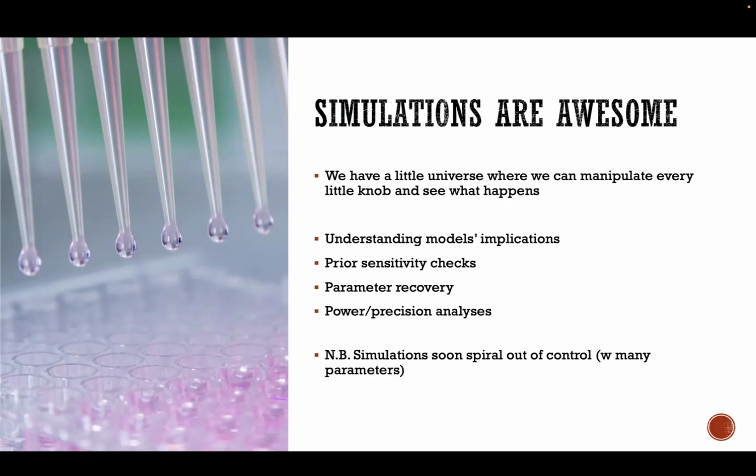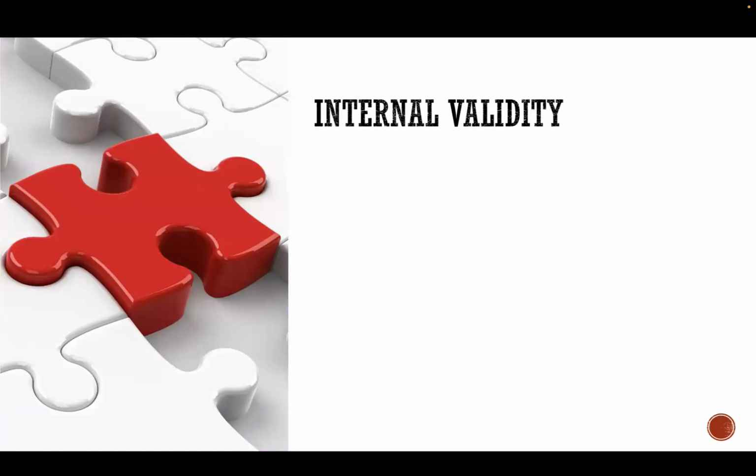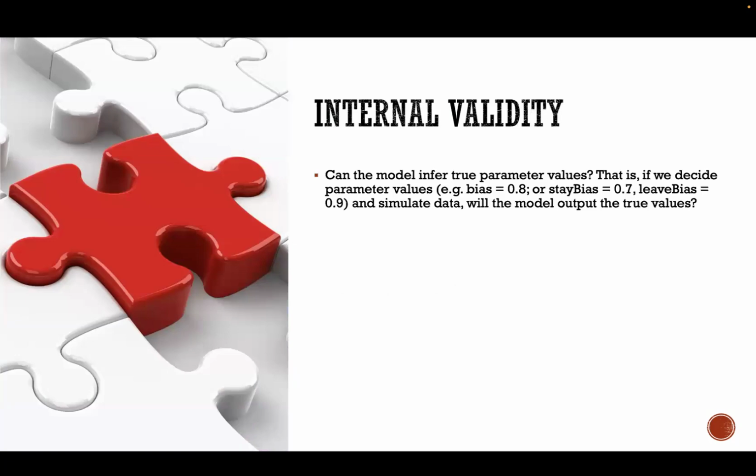And one thing, though, that I should pre-warn is that we can do all those things, but often my temptation is to do all of them at once, and then the simulation spirals out of control. So we've seen internal validity. We can use simulations to say, can the model infer true parameter values? That is, if we decide parameter values, bias of 0.8, or in a Win-Stay-Lose-Shift, we can attribute different parameter values and simulate data. Can the model tell us the true value?